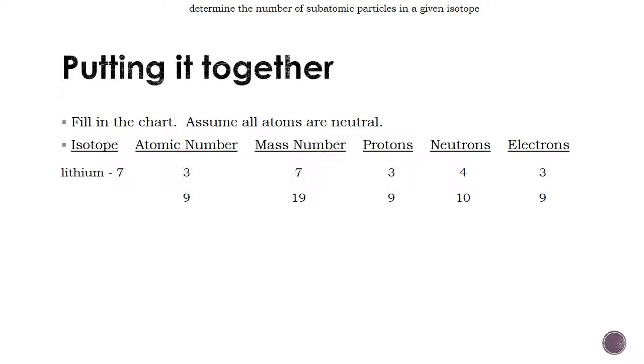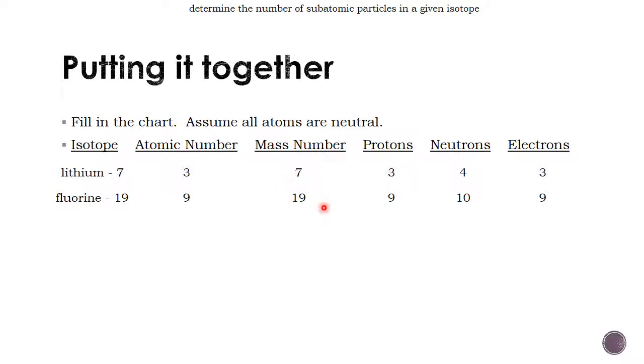And then to determine our isotope, we need to look at the periodic table and find atomic number 9. You will see, in fact, that it is fluorine. So this is fluorine 19. An important point to be made here is that this is fluorine 19, not because you see the atomic mass on the periodic table as 19, but because this particular isotope's mass number is 19.